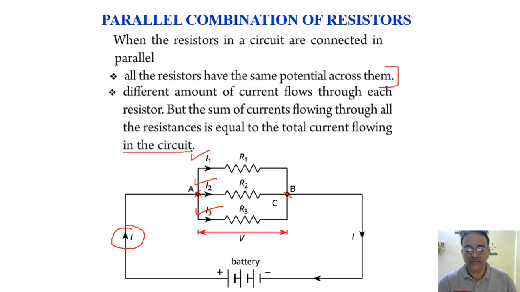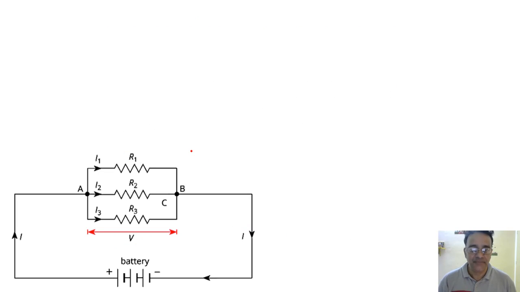Okay, so now we are going to find out the equivalent resistance when these three resistors are connected in parallel. We'll start with the R1, R2, R3 circuit, with the resistances connected in parallel. The current across R1 is I1, R2 is I2, R3 is I3, and I is equal to I1 plus I2 plus I3, and the voltage across all the resistors is the same, that is V.